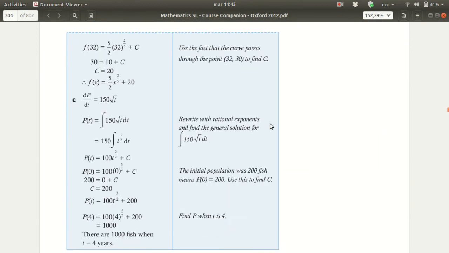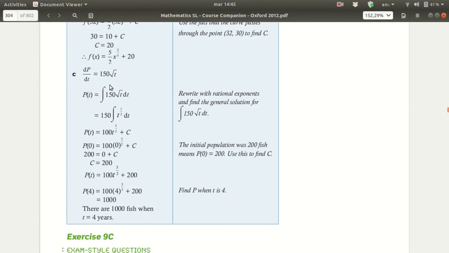Okay, and now we can go and solve the rest of the problem by finding the antiderivative. We're going to apply the power rule again. Once we have the expression for the antiderivative, then we can apply the boundary condition by replacing the time with 0 and the population with 200. And then we can isolate the constant, which is going to be pretty easy in this case. C equals 200. So my final expression for the population is 100t to the power of 3 over 2 plus 200.